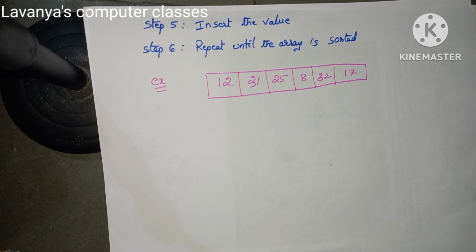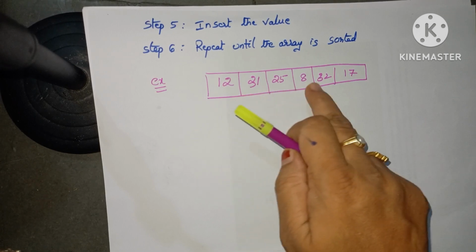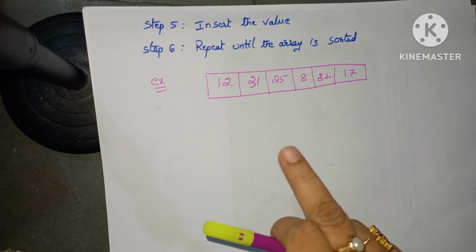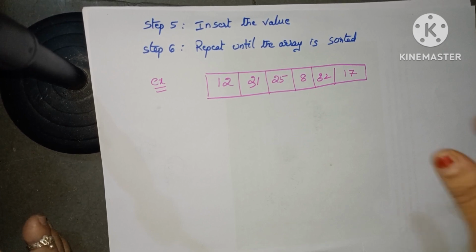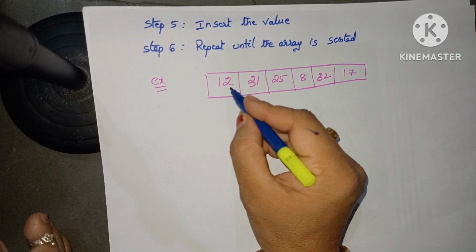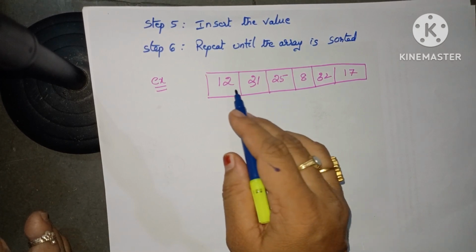Now I will explain with an example. For this I will take an array of 6 elements: 12, 31, 25, 8, 32 and 17. So these are the elements. Now I will go for the first step. Initially we have to compare the first two elements. First take the first element, that is 12. We think 12 is already in the sorted manner.